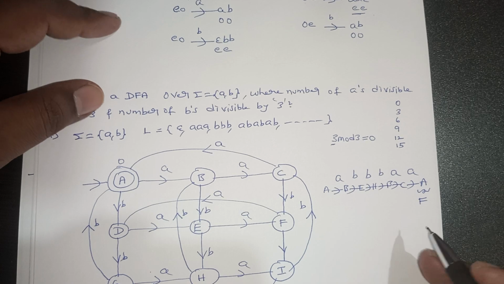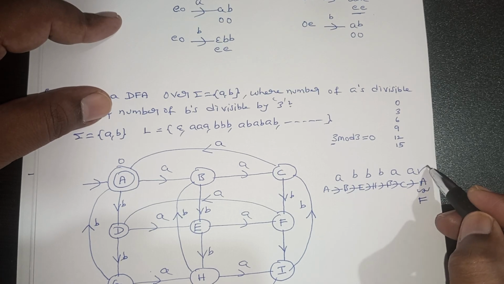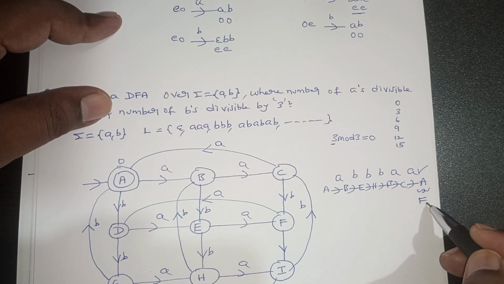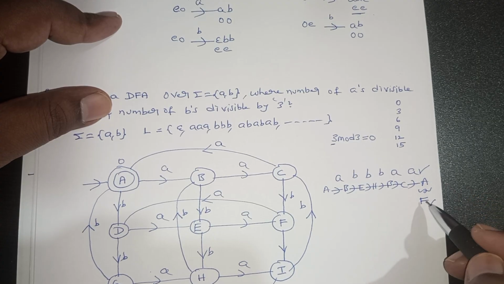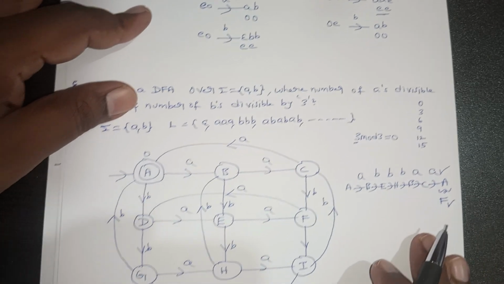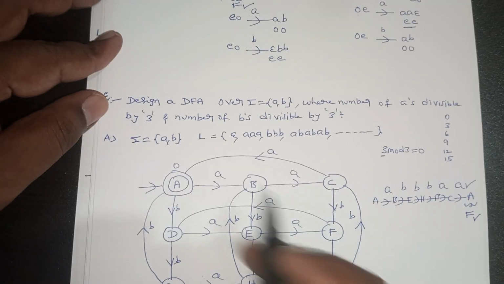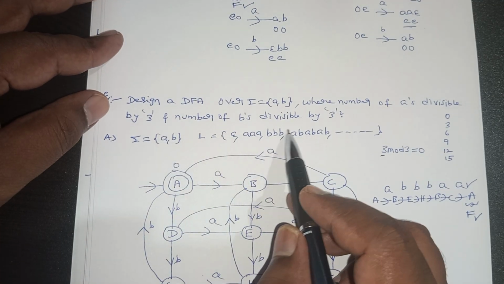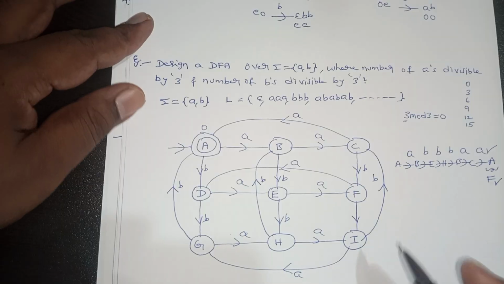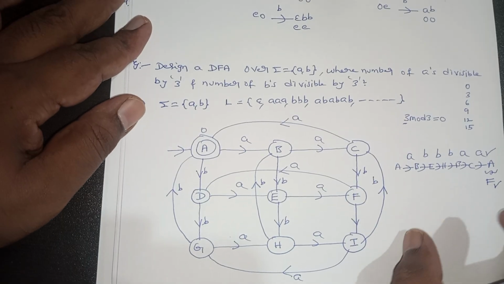So what I told is: if the string is in the language, you have to reach the final state. If the string is not in the language, I have to reach a state other than the final state. Okay, so that is the DFA for number of a's divisible by 3 and number of b's divisible by 3. So this is the diagram. Okay, take one more example.